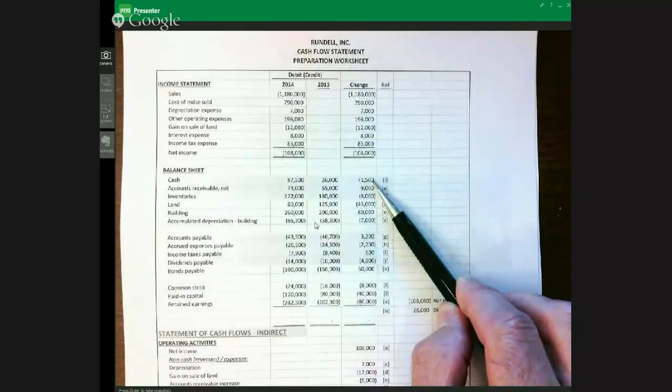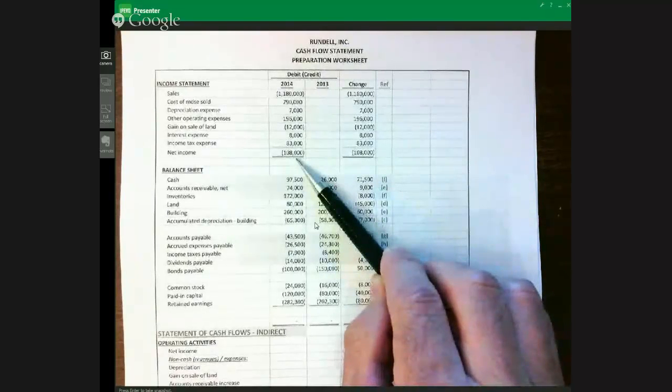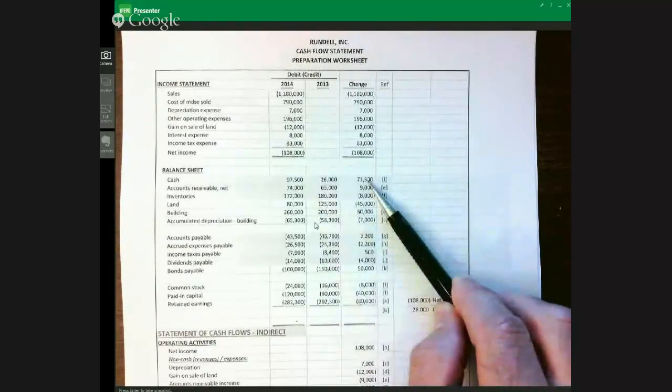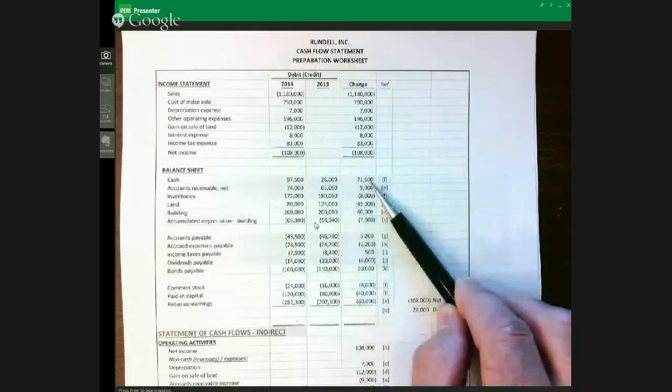Well, the statement of cash flow is designed to do just that. It reconciles the net income that's reported on the income statement to the change in cash so that the owner will know specifically why the amount of income differs from the amount of cash.